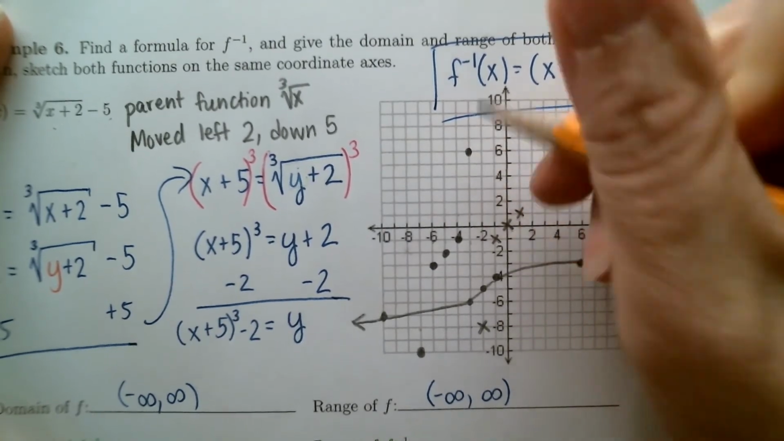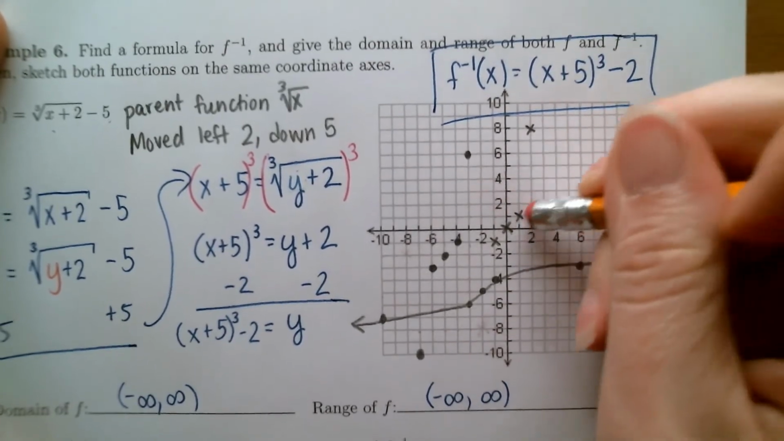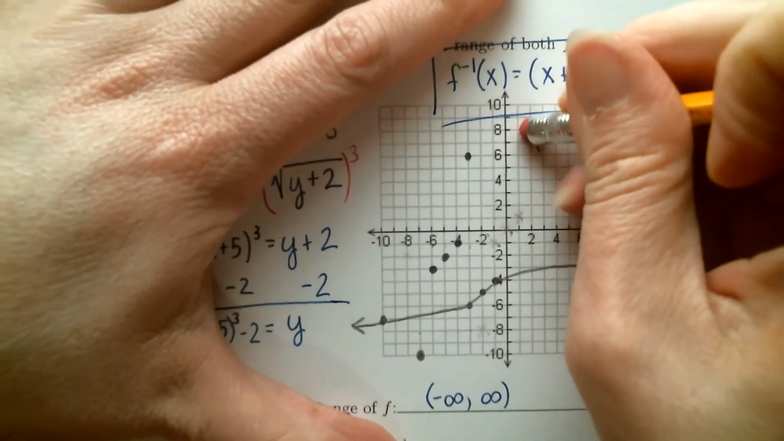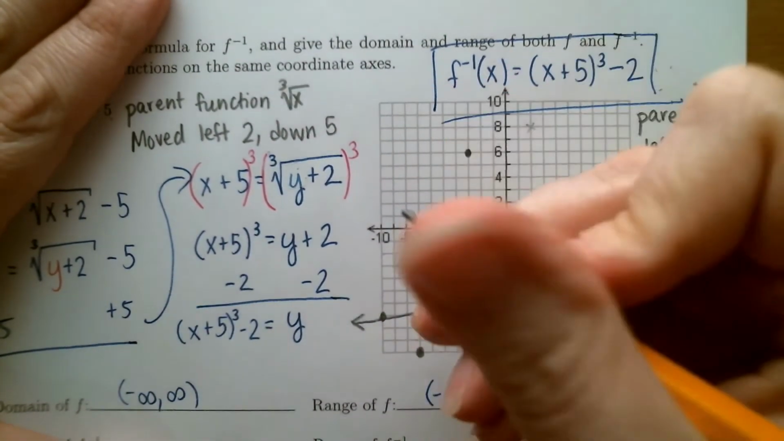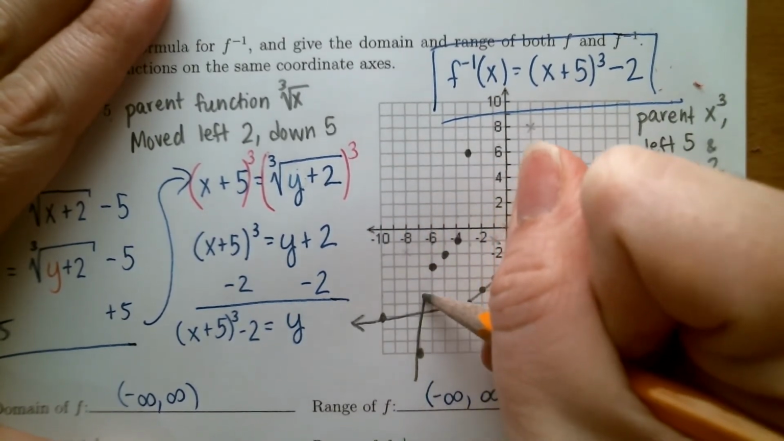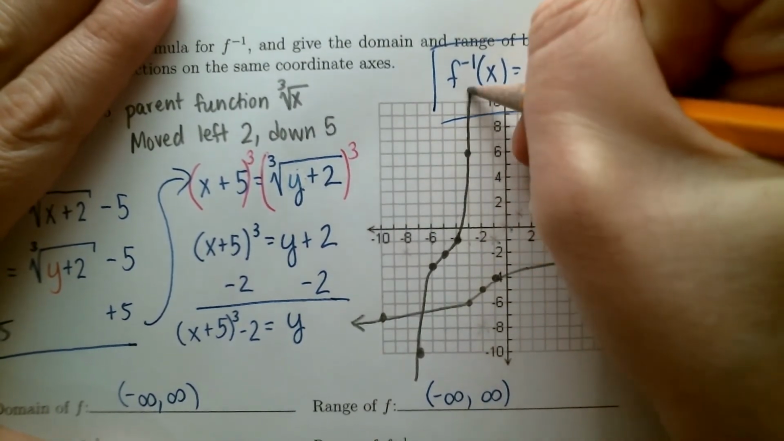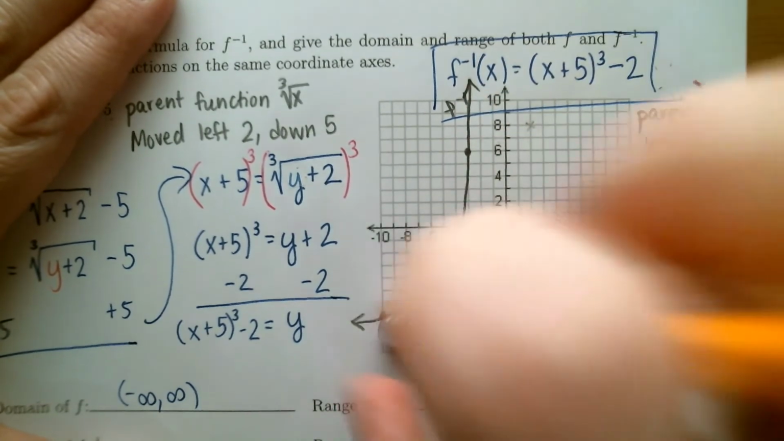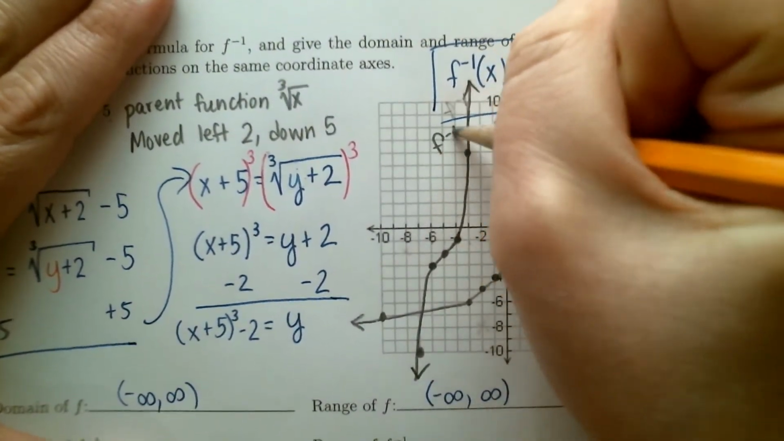I'm going to erase my x's so you don't get them confused with the other graphs that are going on here. My little dots here, I'm going to connect with an x³ shape. Remember, x³ is the long S shape. So it's going to look like this. This is the inverse graph right here. That's the inverse graph.